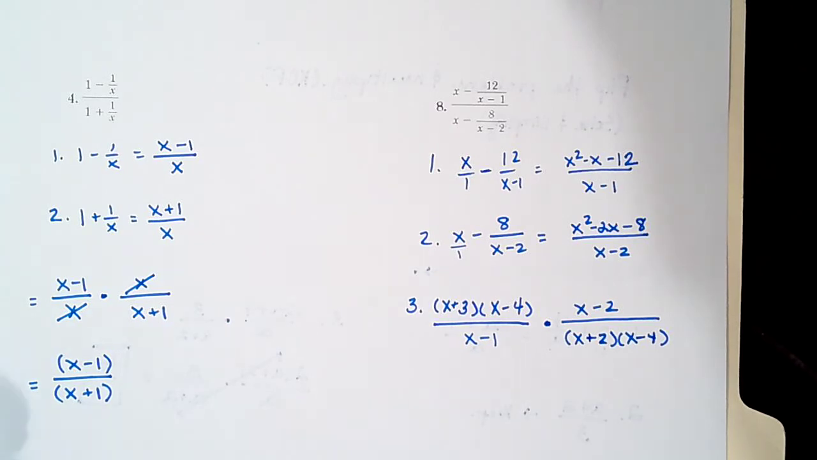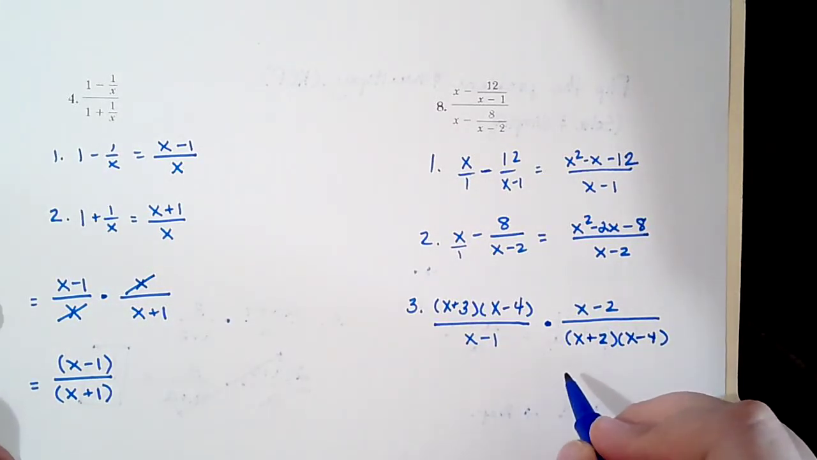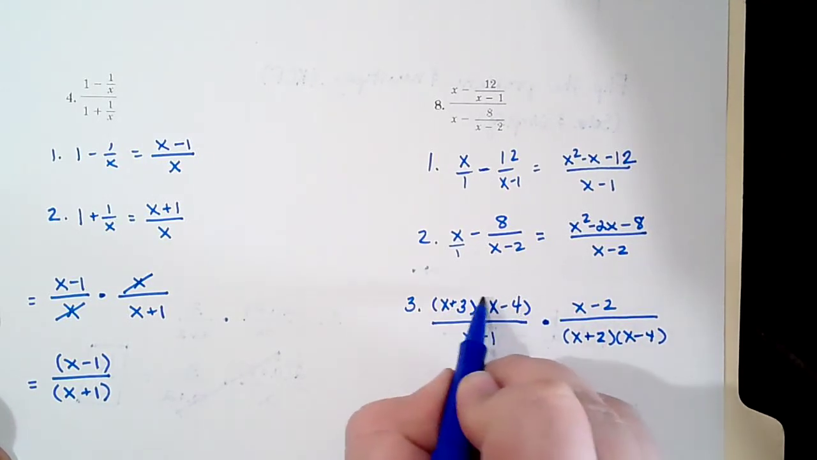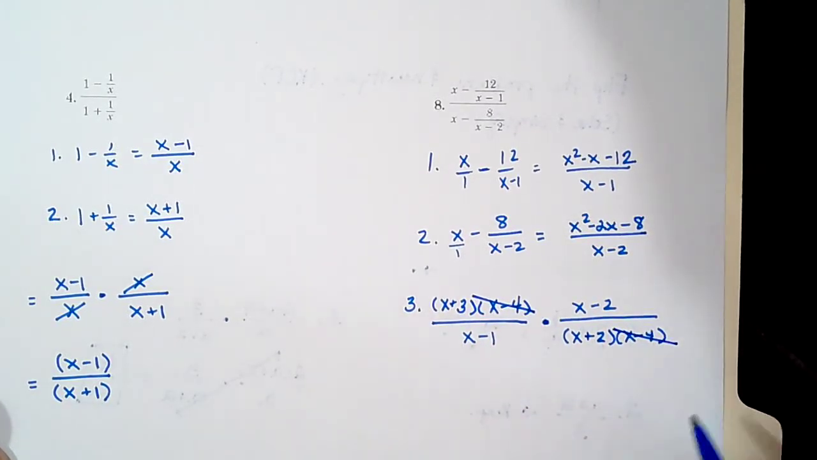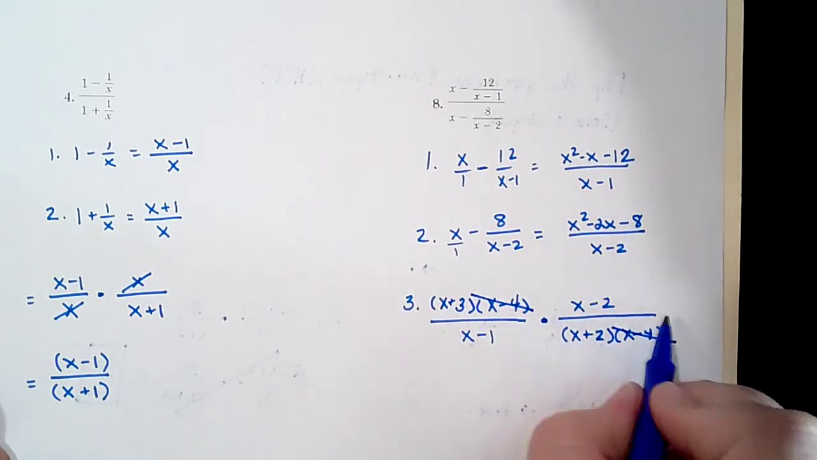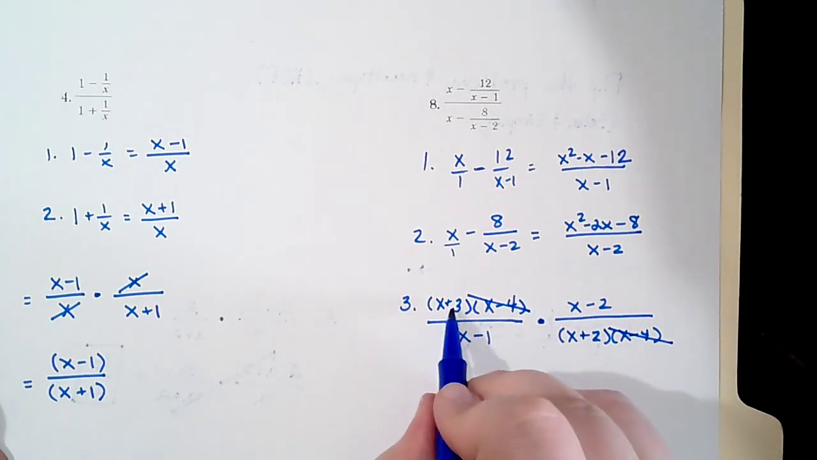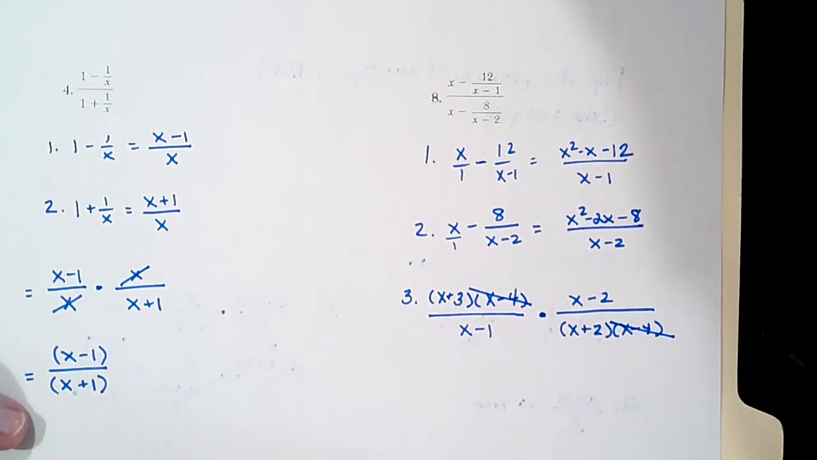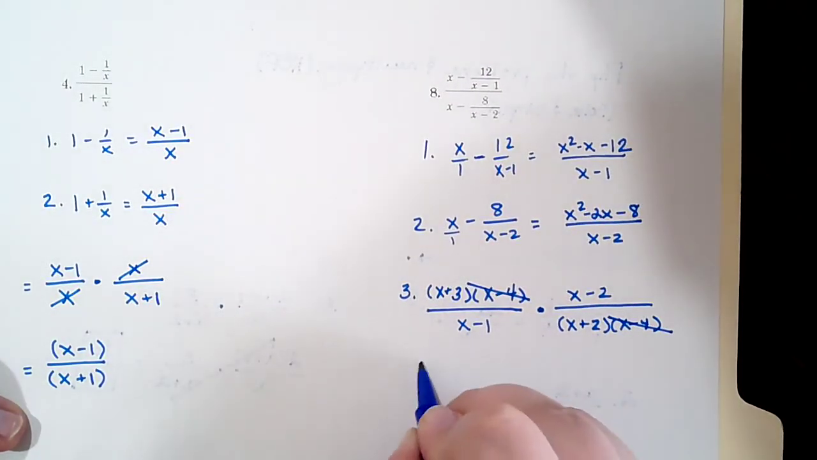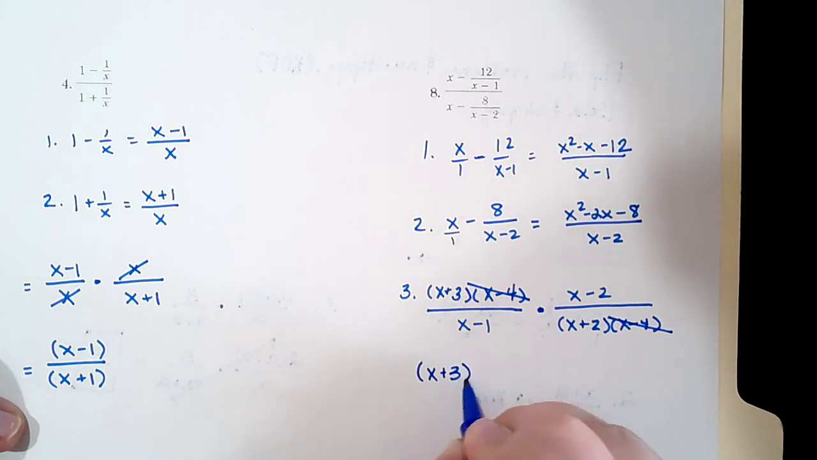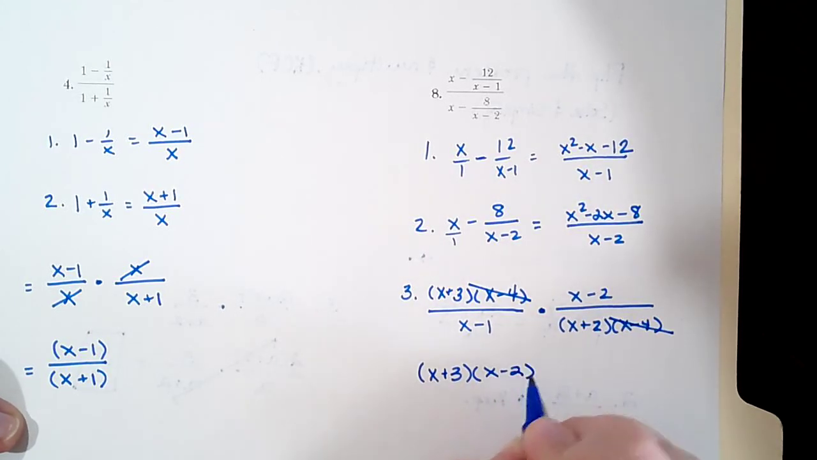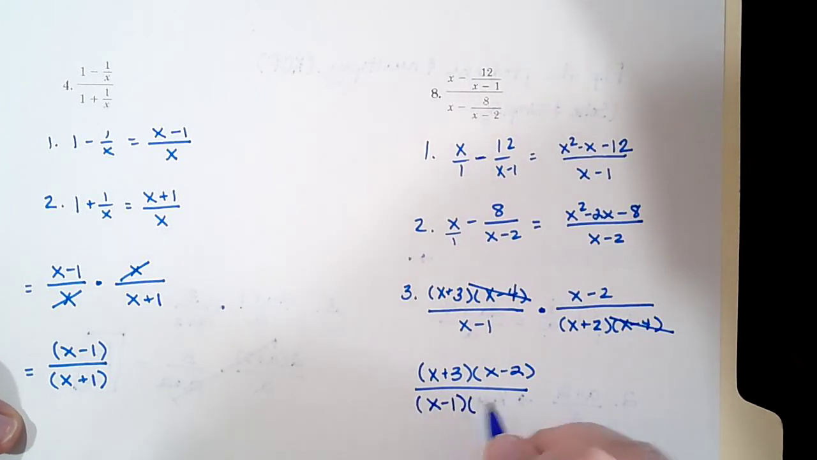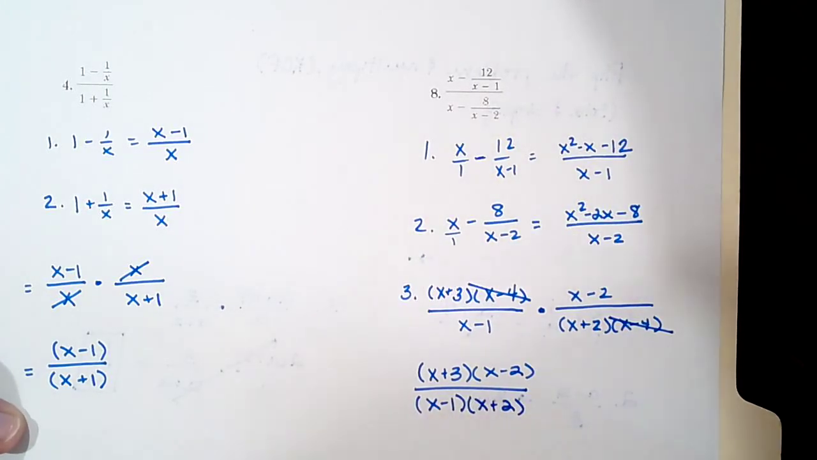Fabulous. Now I can multiply across. As I do this, I notice I have an x minus 4 on top and an x minus 4 on bottom. Those are going to reduce. However, everything else kind of stays the same. I don't have an x plus 3 on bottom. None of these are opposite. So when I simplify, I get x plus 3 times x minus 2 on top, divided by x minus 1 times x plus 2 on bottom.